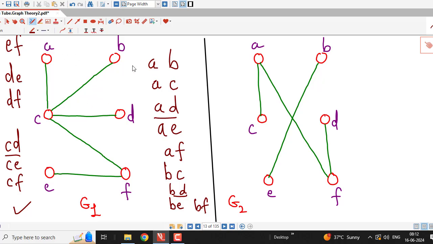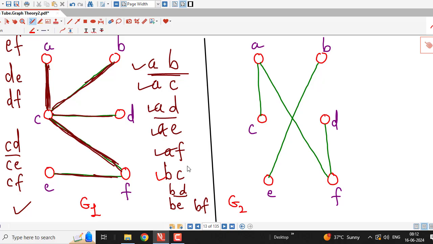So first we check for this pair whether there is a path from A to B. So we can see this is a path from A to B. We can reach B and A from each other along this path. Then from A to C also there is an edge from A to C. Then from A to D we have this path. From A to E we can go along this path. Then from A to F we can choose this path. This is a path from A to F. Then from B to C we have this path.